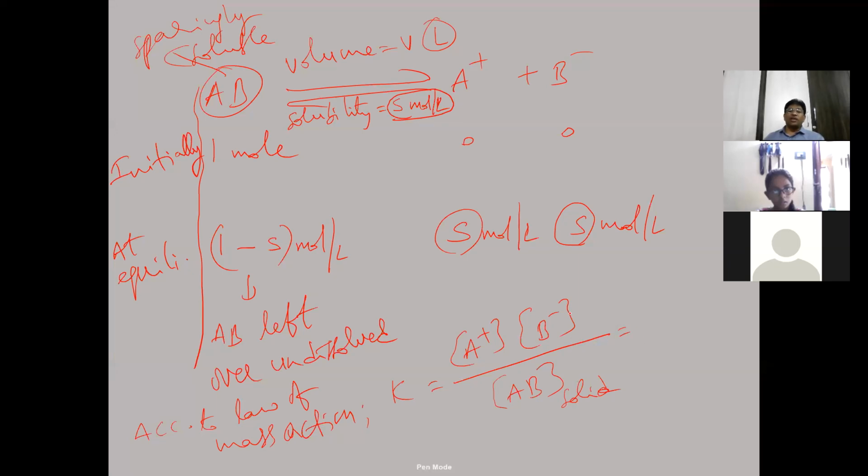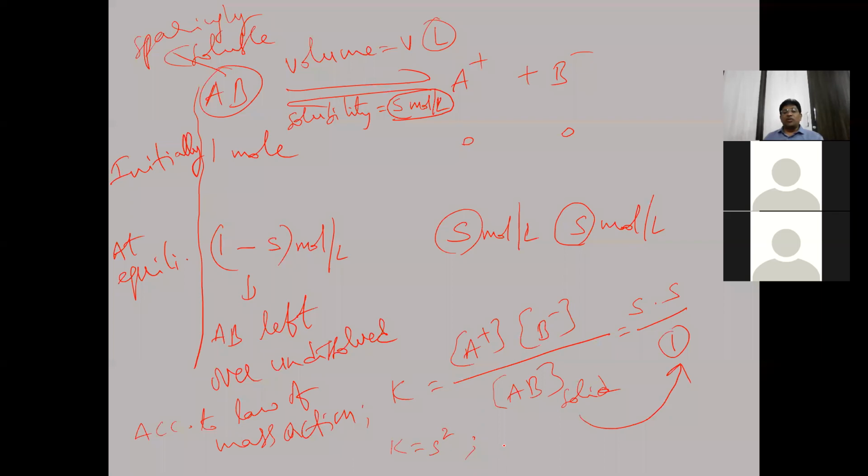So what do we write here? What is the A plus concentration? S, and B minus also S, divided by 1, since the concentration of solid is always equal to 1. Therefore K into 1, K is equal to S square. K is equal to S square. When K is equal to S square, S is equal to square root of K. The same thing, how to write now? S is equal to under root K.